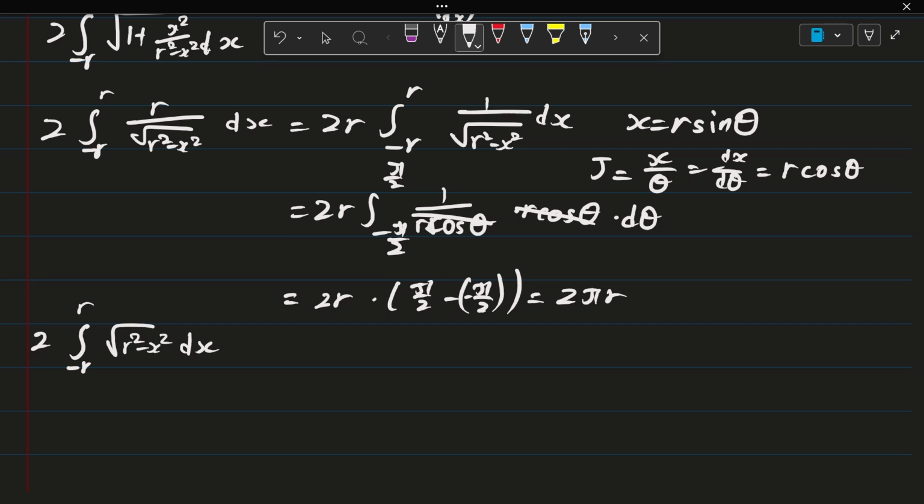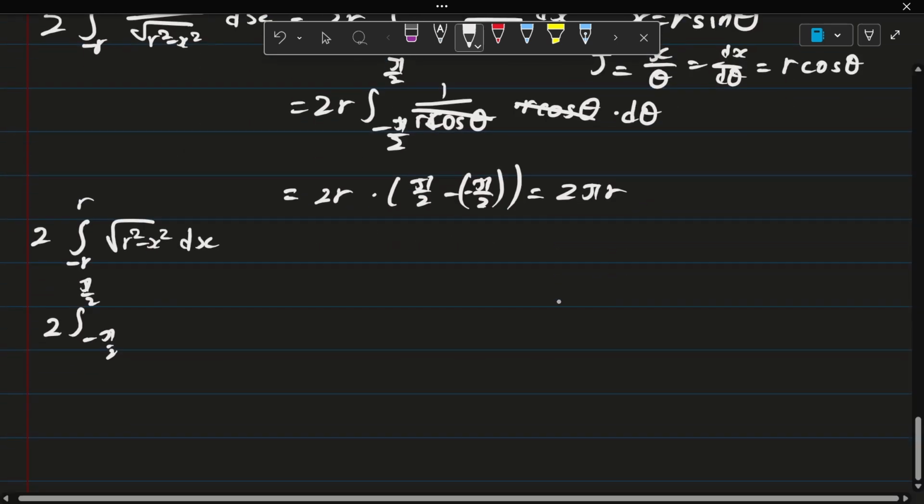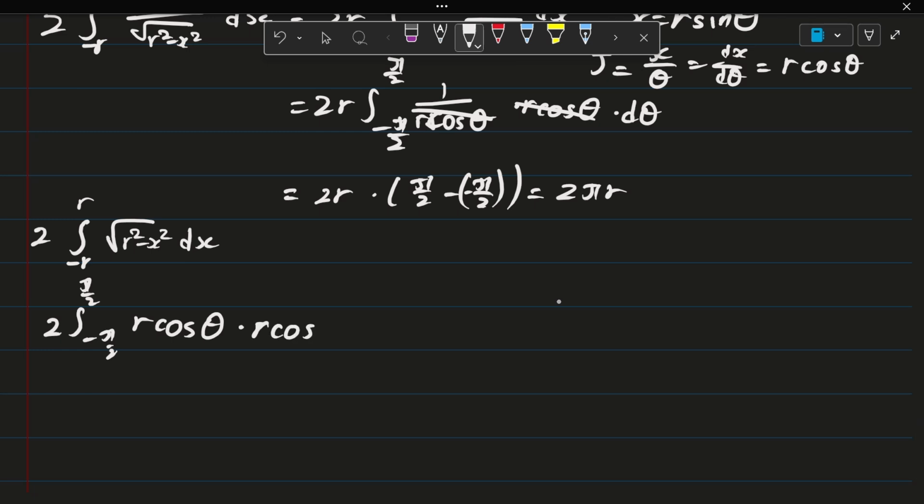Now, solving this equation seems hard, but you could do the same substitution again. Let's just do x equals r sine theta. So it's 2, negative pi over 2 towards pi over 2. We could substitute straight away. It's r cosine theta, multiplied by the Jacobian, which is r cosine theta, times d theta. So this is 2r squared, integral from negative pi over 2 to pi over 2 of cosine squared theta d theta.